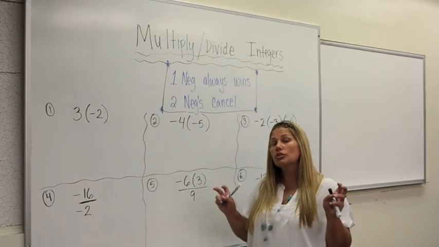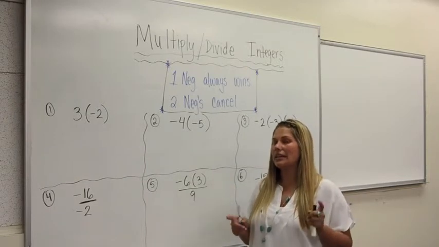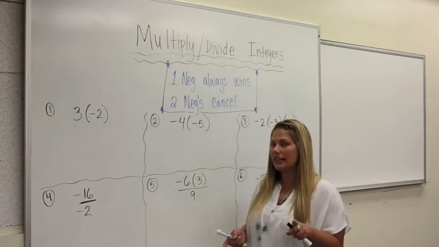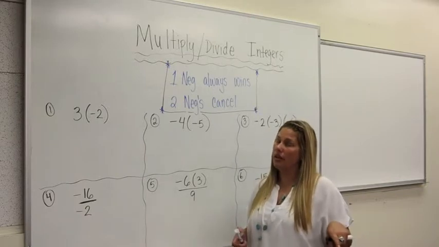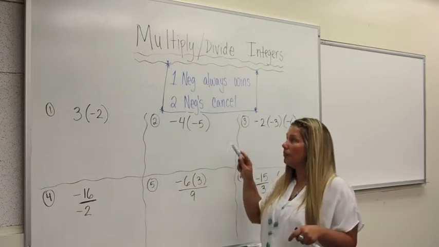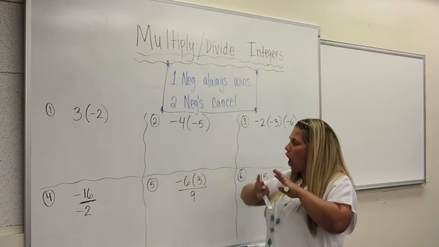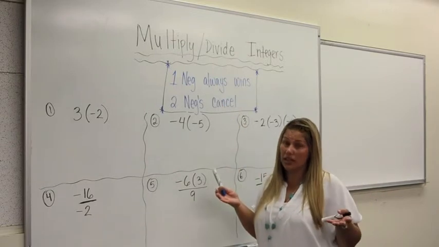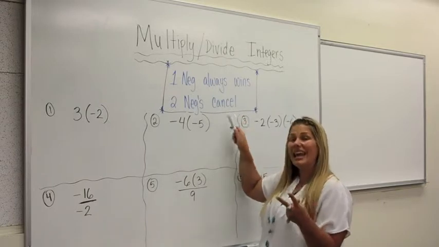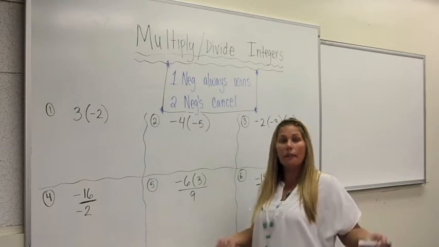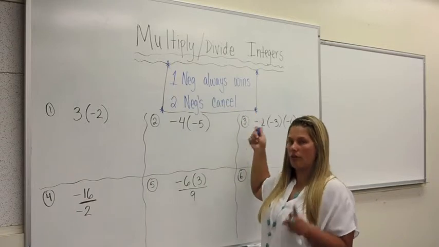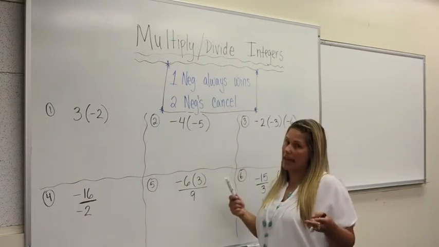So here are the rules you have to follow anytime you see any multiplication or division. Remember, we're not adding and subtracting. Those rules are going to be completely different. But anytime you see that multiplying or dividing, here are the two rules you need to remember. One negative always wins, which means your answer is going to be negative. But if you have two negatives, they actually cancel out and it'll make your answer positive. So say that again one time with me. One negative always wins, two negatives cancel.